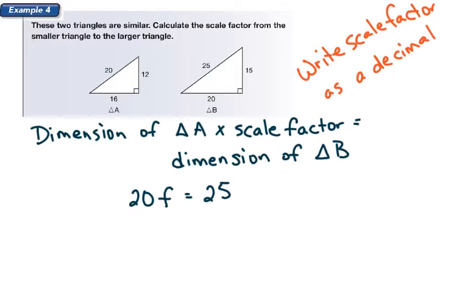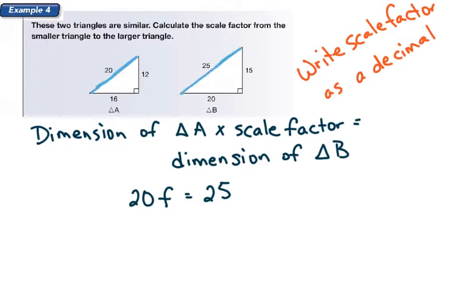All right, here's a new one. It says these two triangles are similar. Calculate the scale factor from the smaller triangle to the larger triangle. So to do this, you can do one of the dimensions of triangle A times a scale factor, which we don't know, we're just going to call it f, and that will equal the dimension of the corresponding line on triangle B. So I'm going to look at this line right here, this blue line, 20 and 25.